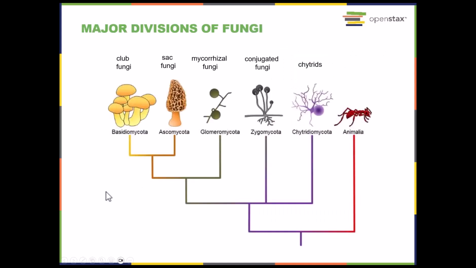Let's take a look at the major divisions of fungi. We have club fungi, mushrooms you're used to, sac fungi, mycorrhizal fungi, we have the conjugated fungi, and we also have chytrids. And then this is just showing where animals fall in relation to the fungi.